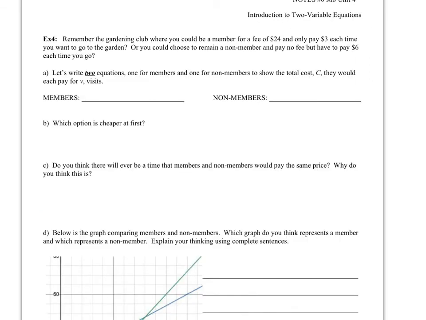Remember the gardening club where you could be a member if you paid a fee of $24, but then that meant you only had to pay $3 each time you wanted to go to the garden? Or you could choose to remain a non-member and not have to pay a fee, but you'd have to pay $6 each time you go.